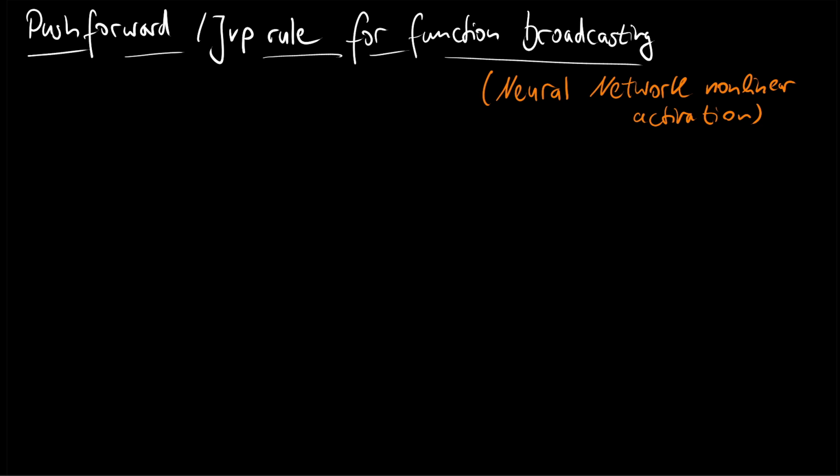In this video, we're going to derive the push-forward or Jacobian-vector product rule for scalar function broadcasting. The elementwise application of a scalar function is typically what you see in the activation functions for artificial neural networks. You can think of them as a function that takes as an input a vector x and gets back a vector y, but it does so in that it elementwise applies a scalar function.